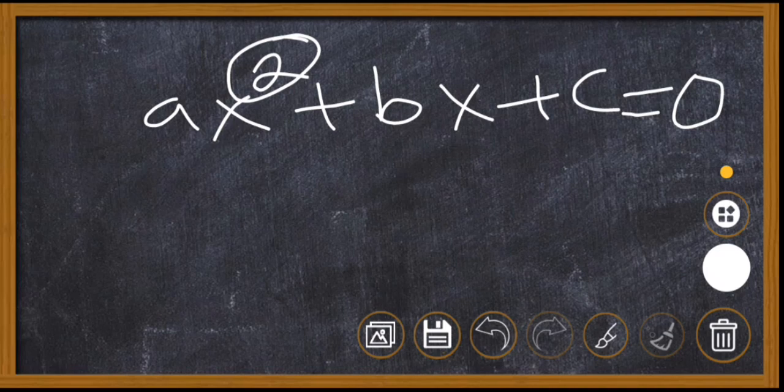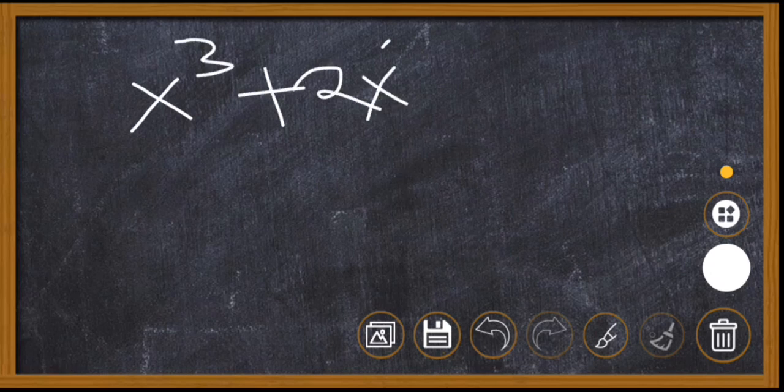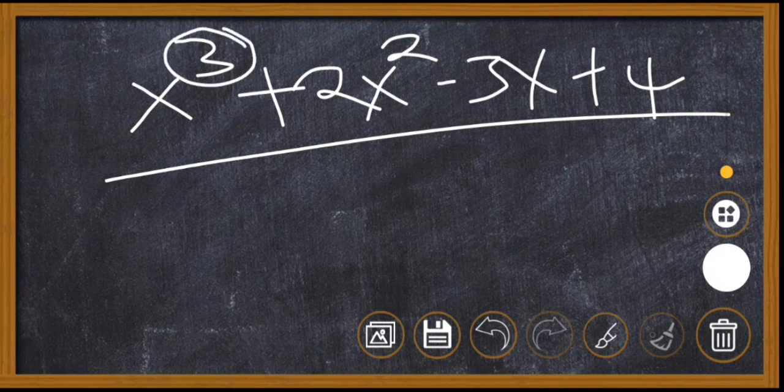Now, if you have more than 2 as the highest power degree order, that's what we call a polynomial function. So let me give an example of a polynomial function. Let's say you have x power 3 plus 2x squared minus 3x plus 4. So this is a polynomial function. Why? Because the highest power degree order here is 3, and it is more than 2.